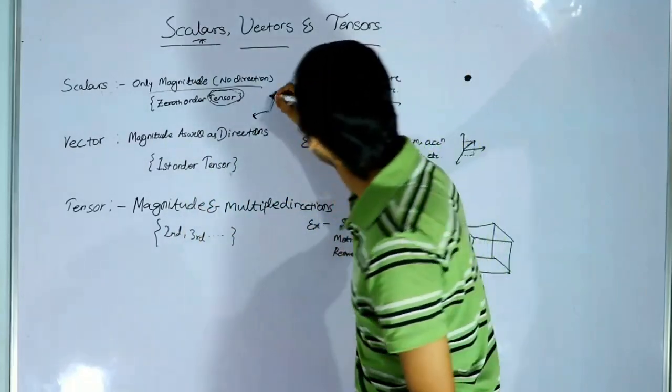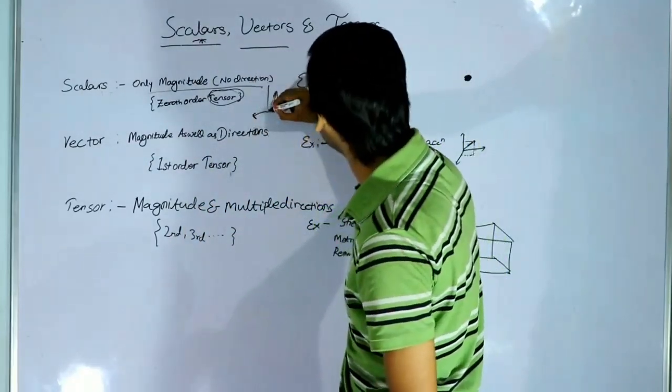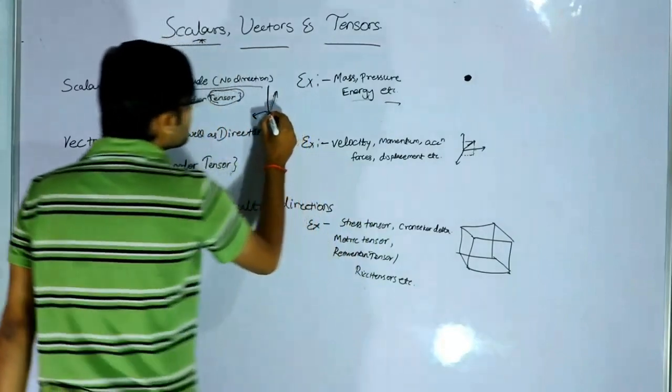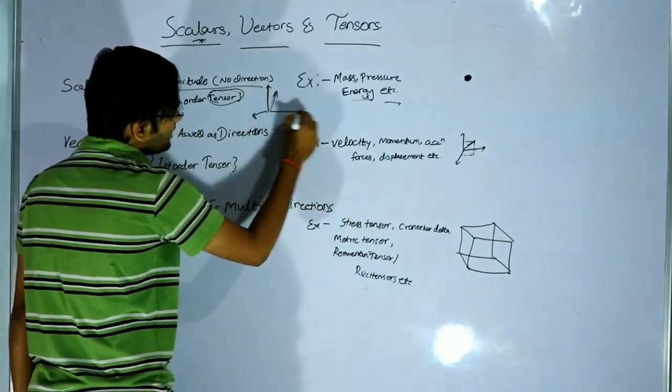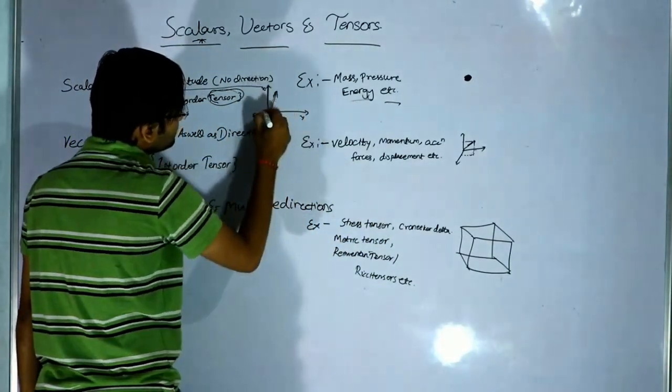Maybe I have a coordinate system here. Suppose I draw a coordinate system. Here is the x-axis, here is the y-axis, and here is the z-axis.